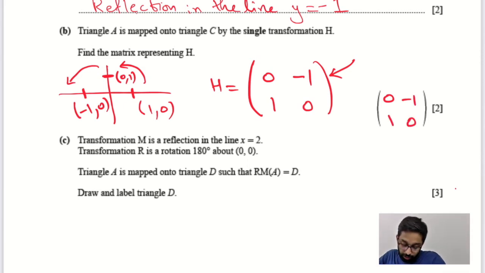Excellent. Let's move on. Transformation M is a reflection in the line x equal to 2. Transformation R is a rotation 180 degrees about 0 and 0. Triangle A is mapped onto triangle D such that RM A is equal to D. Draw and label the triangle D. First, we will need to reflect A in the line x equal to 2.